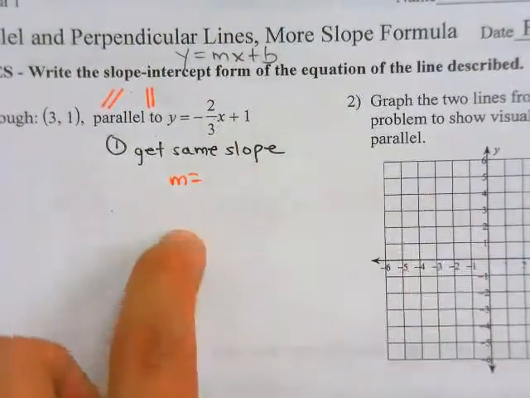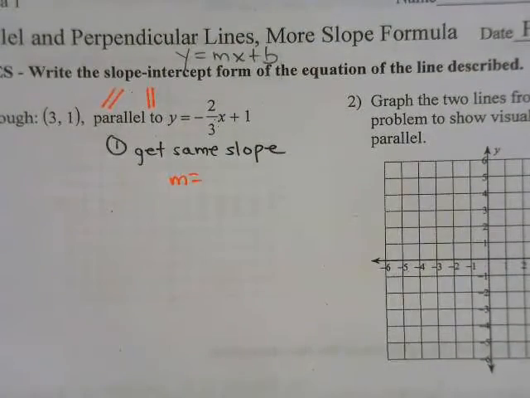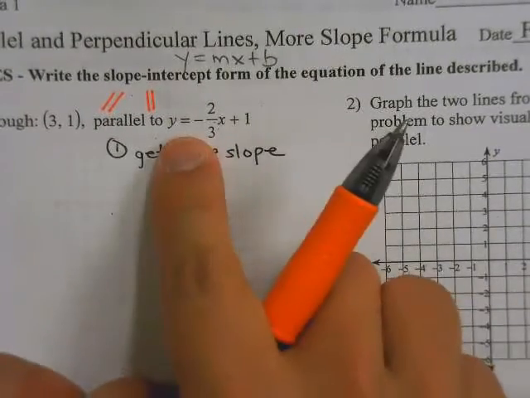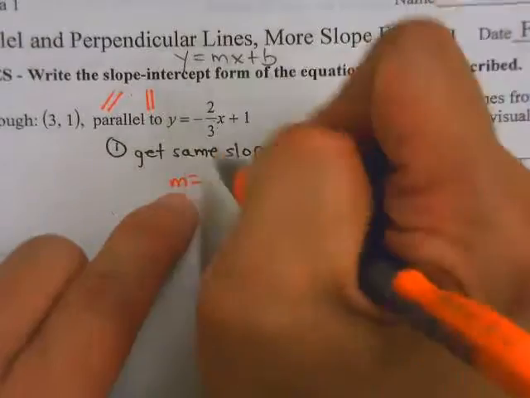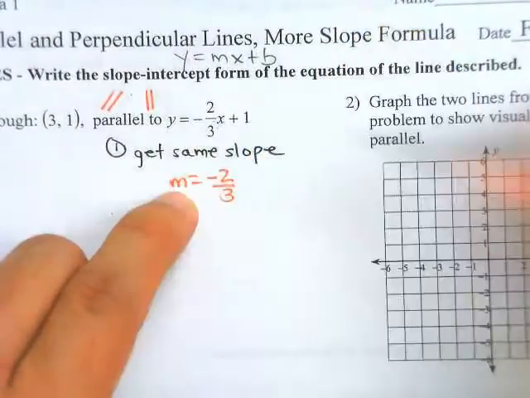Take a look at your original equation or function. One of them is your slope. Is it the 1 or is it the negative 2 over 3? How can you tell it's the negative 2 over 3? It's by the x. Not because it's a fraction, because sometimes a fraction will be over here. It's always by the x. So it is negative 2 over 3.